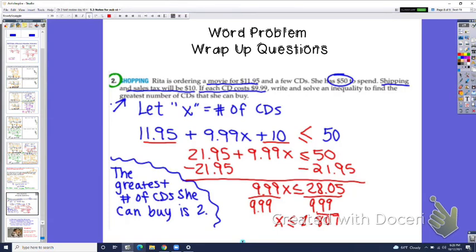So to solve this, we subtract $21.95 from both sides and then divide by $9.99, which gives you an inequality answer of X is smaller than or equal to 2.807. But as you know, we can't buy part of a CD, so we have to round down to the next whole number. So the greatest number of CDs she can buy is 2 and still stay under $50.